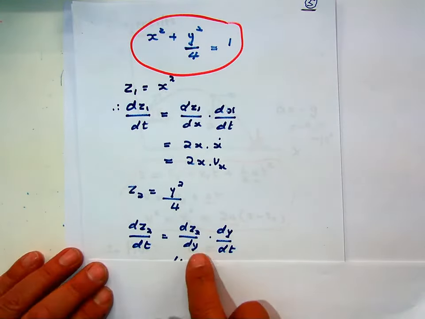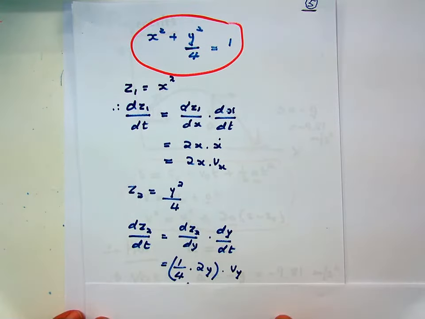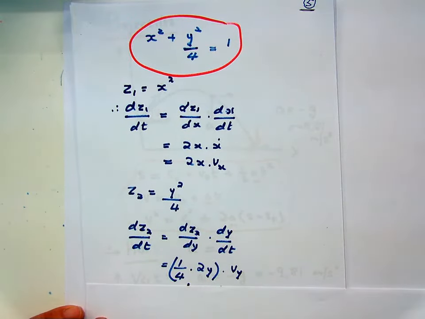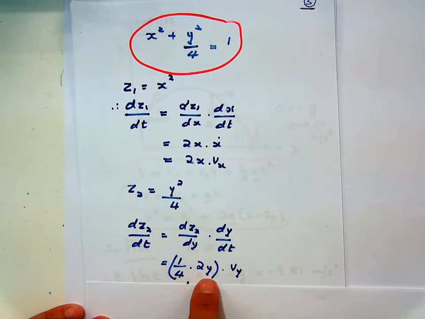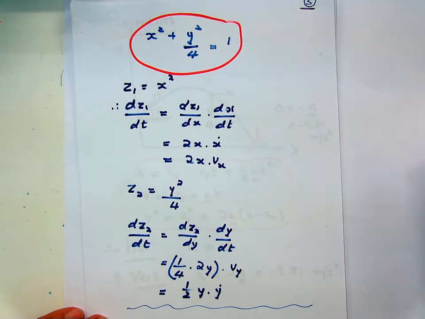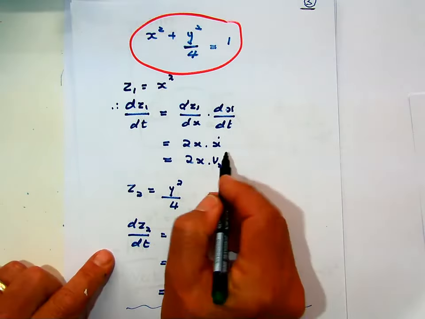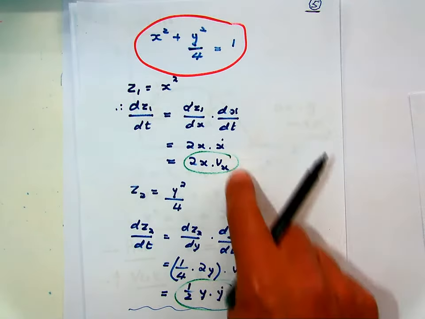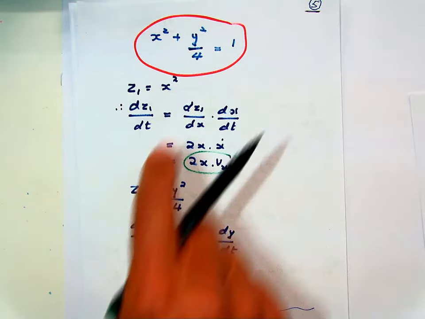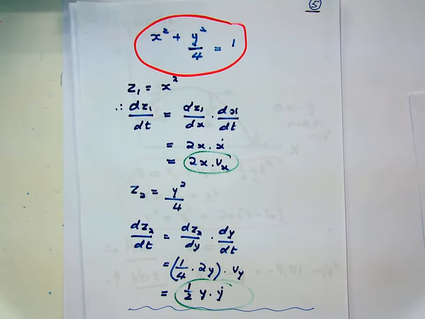So dz2/dt will be the derivative of that, which is 1/4 times 2y, and that is just the velocity in the y direction. You can write it as vy or as y dot. So there you have your two derivatives. That one there and this one here, if you add those two, that will give you the d/dt of the original function.